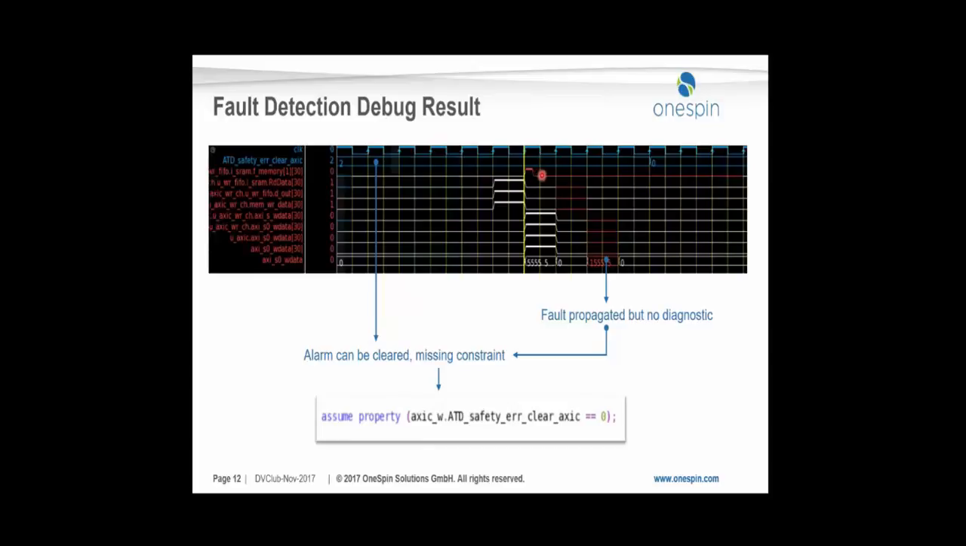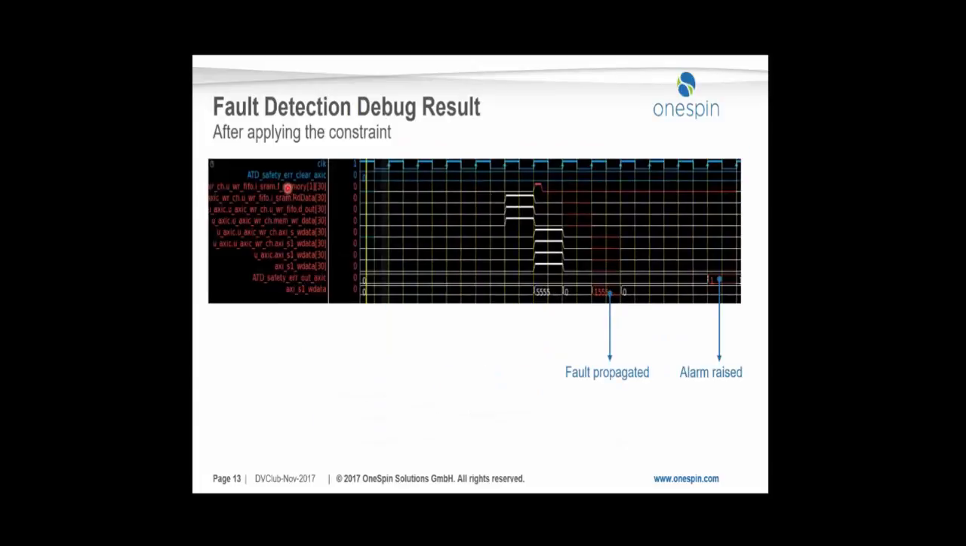If we look a little bit deeper into the trace, then we see that we have an input, which is called error clear. And this input has been designed to actually clear the safety mechanism. And what has been done here is we forgot to add a constraint that we don't want to clear the alarm. So now we added that constraint, and we can see that the clearance of the alarm is actually tied to 0 or constrained to 0 now.